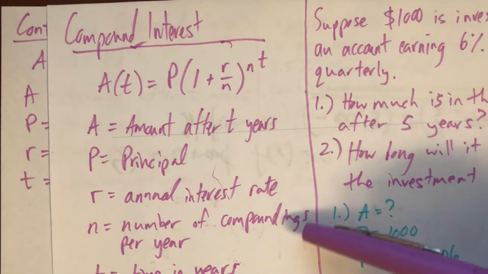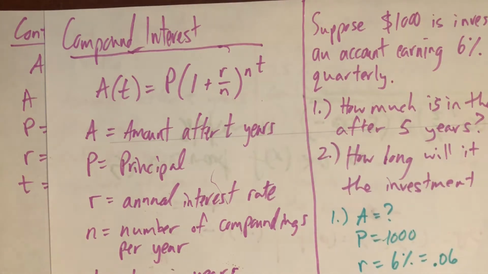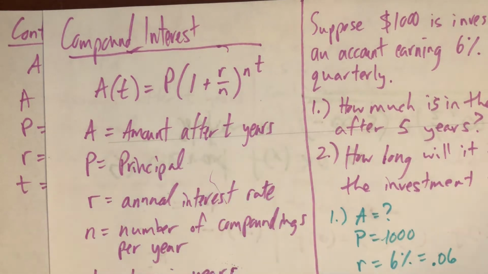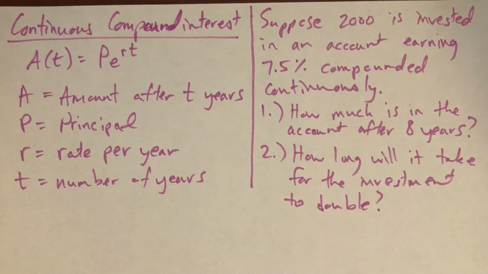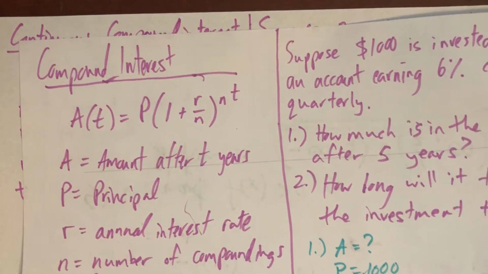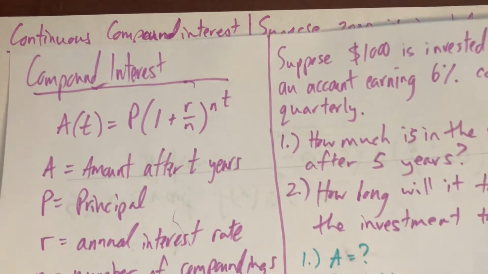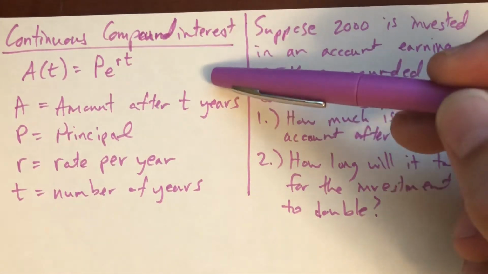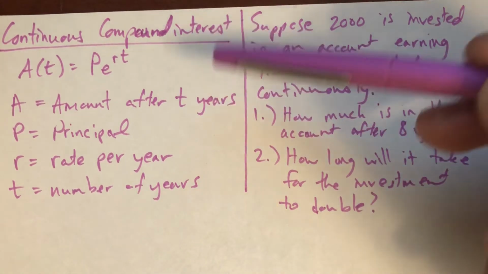we had the number of compoundings per year. The idea with that n was we were going to add the interest to our existing principal that many times per year. Now with this one, we are going to continuously compound the interest. So what that's saying is mathematically we're going to make the n from this other formula go toward infinity. But that gets into talking about limits and things that are beyond the scope of this course.